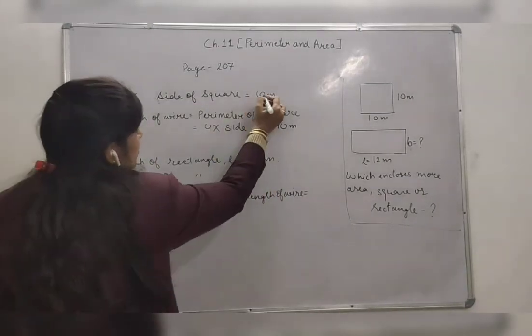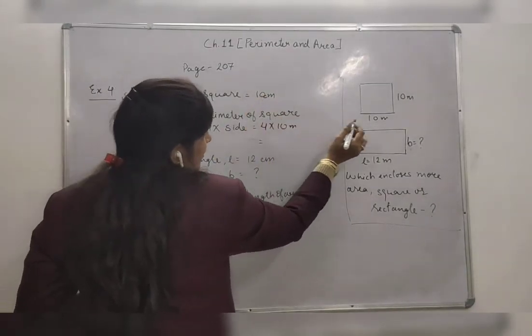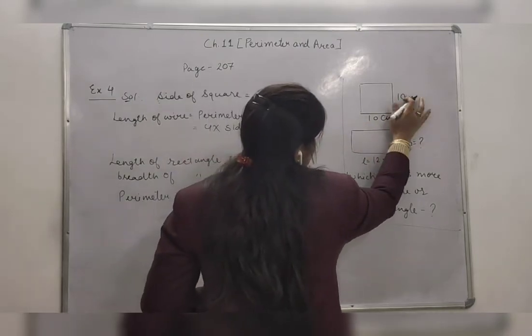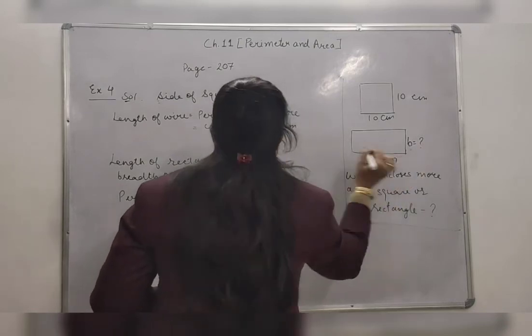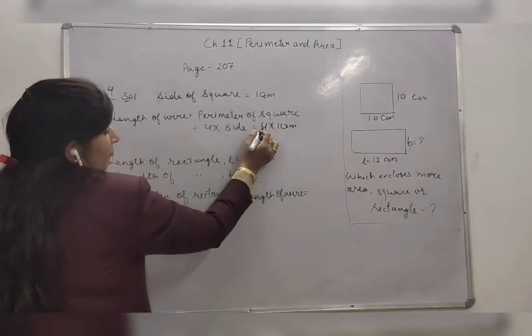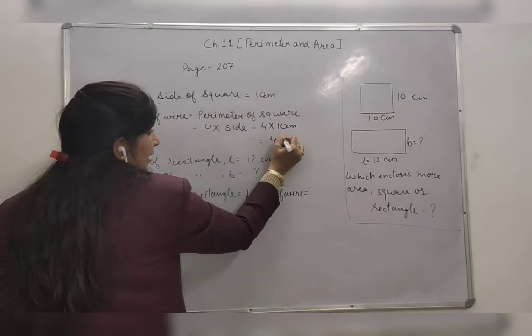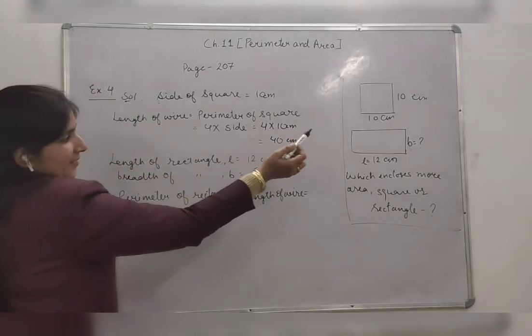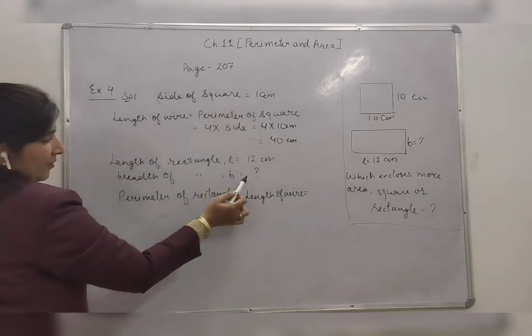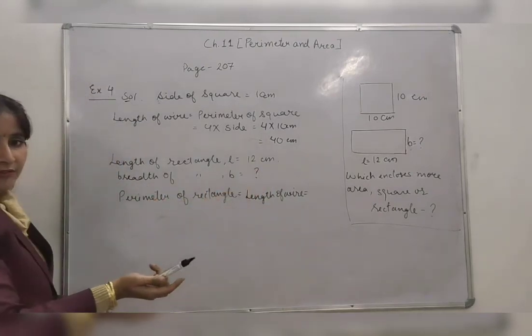So I am writing centimeter here. Here also it will be centimeter. Okay. Now 4 into 10 centimeter, that will be 40 centimeter. Okay. Now length of the rectangle, it is given that 12 centimeter. Breadth we don't know, so that's why a question mark, we need to find it out.